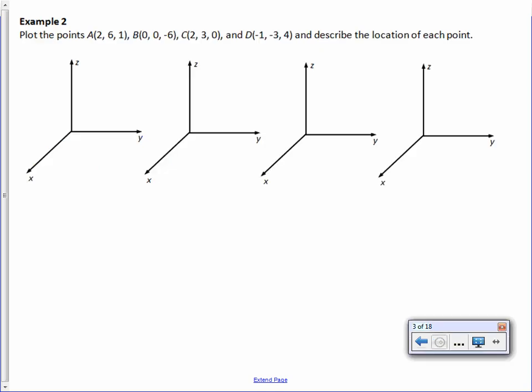Okay. All right. So now, let's try and give this a whirl here. Plot the points A, B, C, and D, and describe the location of each point. So we're basically going to do what Brianna said. We're going to draw the point, and then we're going to state where it is. So 2, 6, 1. So get out your little pencils here. We're going to do our dashes. Make a path.